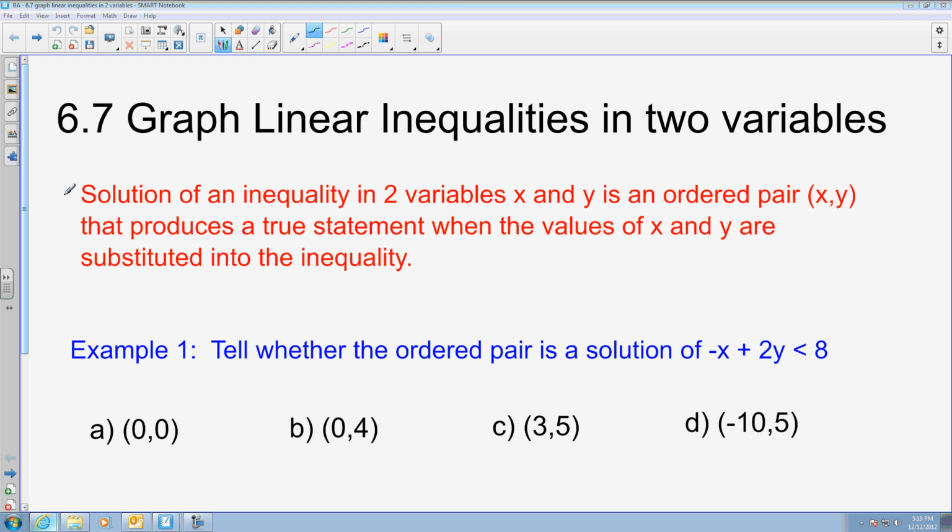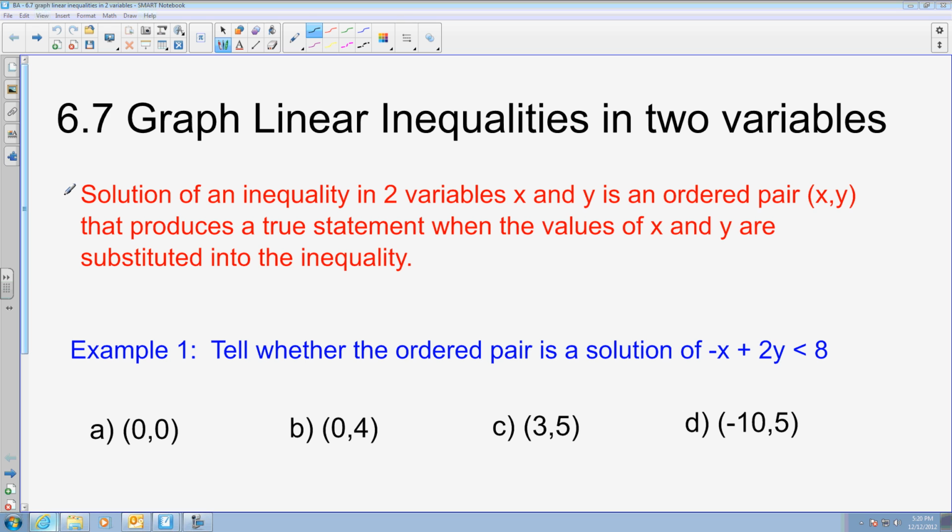So basically what that means is you're going to be given an inequality that has x and y in it. There are going to be assignments where they give you coordinates, and you're going to have to see if those coordinates make that inequality a true statement. If when you substitute in those x and y values they don't hold true, then it's a false statement.